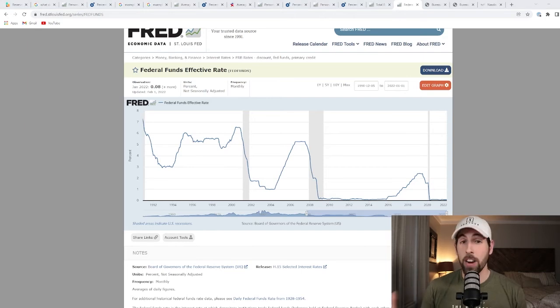The federal funds rate is a very effective tool for cooling off the economy or heating up the economy. Basically, this makes money to borrow cheaper or more expensive based on the actual federal funds rate. The higher it is, the more expensive it is to borrow money. The lower it is, the cheaper it is to borrow money, therefore incentivizing people to take out more loans and spend more money.